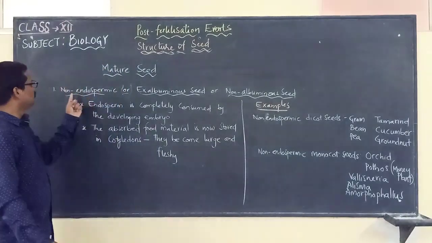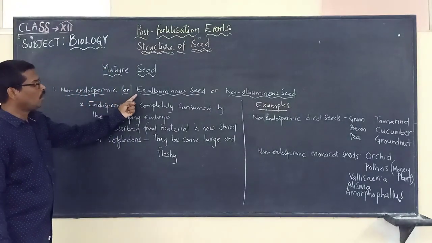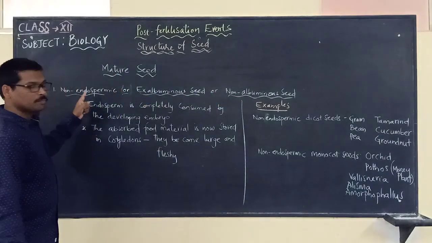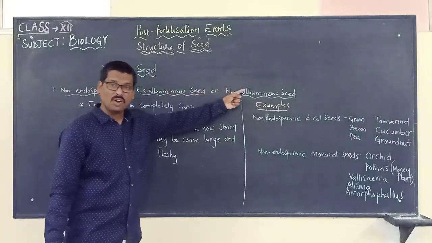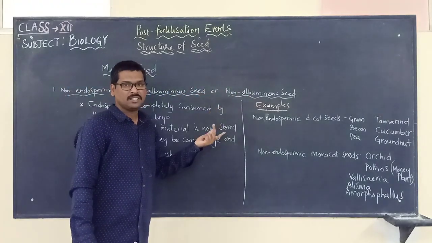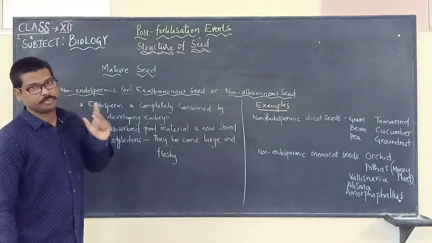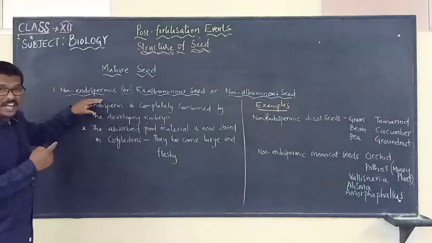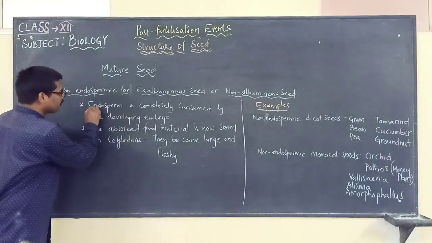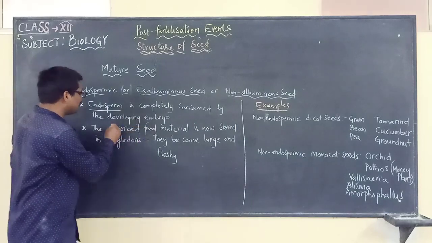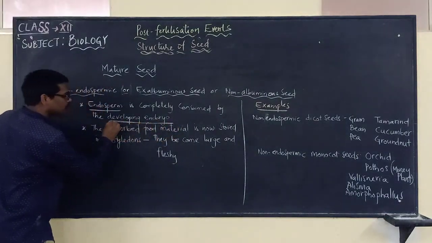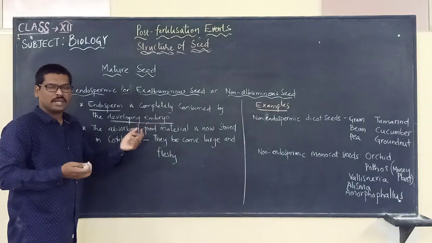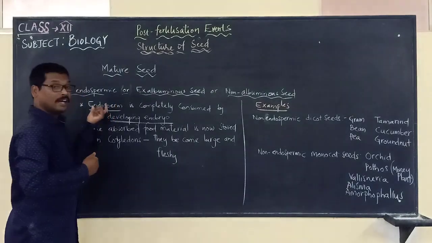So we will see now non-endospermic, ex-albuminous or non-albuminous seeds. What does it mean? That they do not have what? The endosperm. So here, in these types of seeds, the endosperm is completely consumed by the developing embryo. The embryo absorbs this endosperm completely.